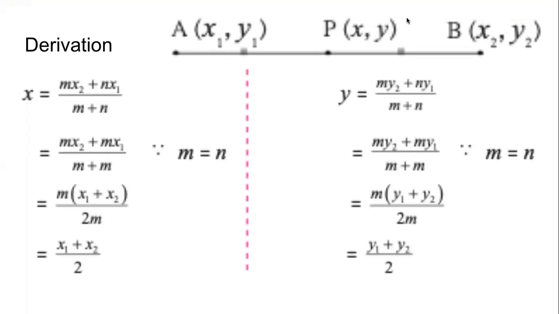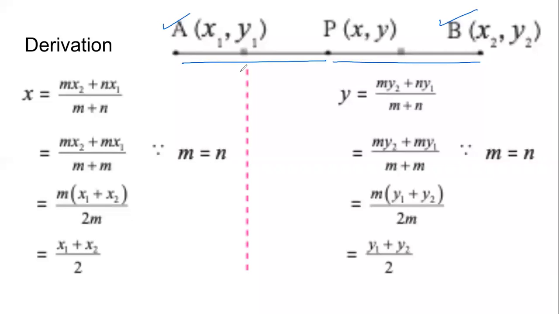So graphically speaking, this is how a midpoint may look. If AB is a line segment, then point P will be called a midpoint if this distance AP is equal to this distance BP. This is the meaning of midpoint. It is the exact center, exact middle point, nowhere else.